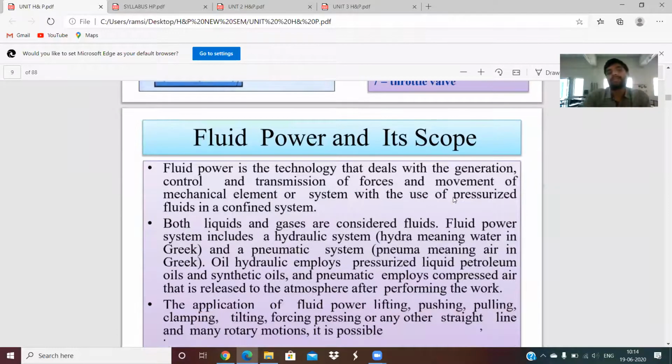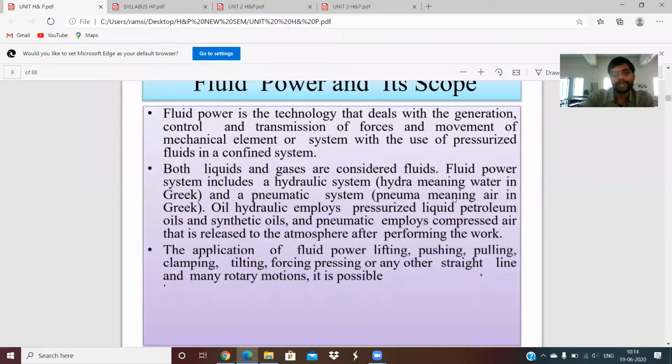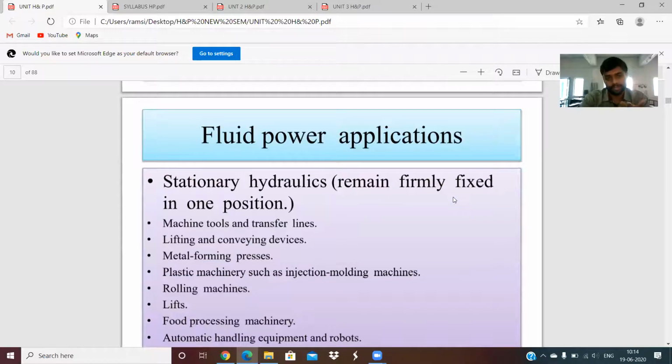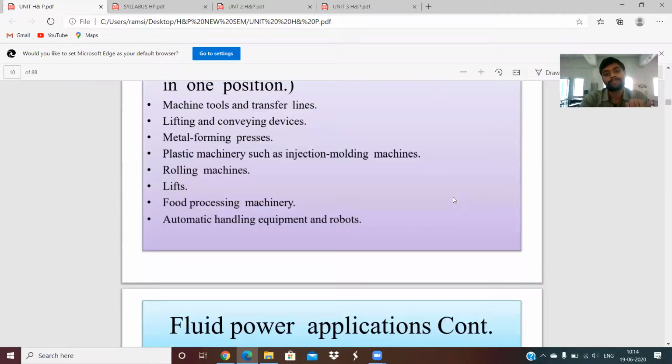Then here on this screen you can see the fluid power and scope. I will explain this when we start chapter number 1. Today you are just taking an overlook on it. The fluid power applications.